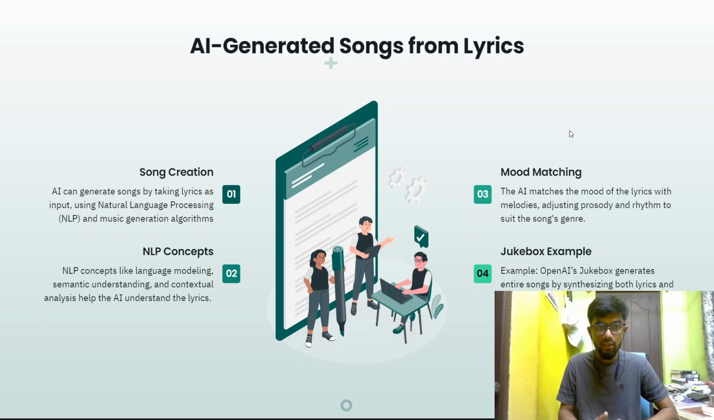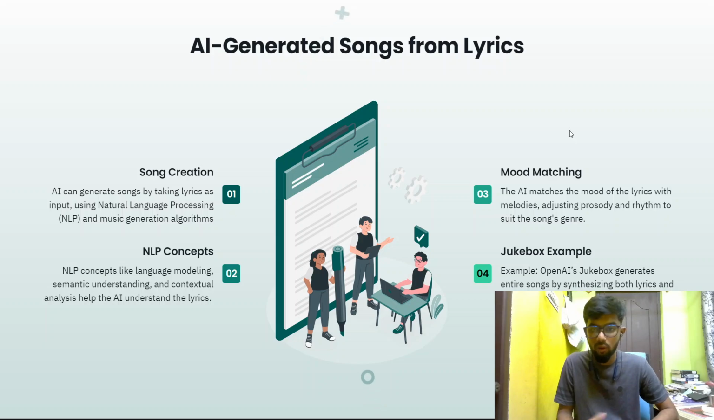Song creation: AI can generate songs by taking lyrics as input using natural language processing and music generation algorithms. There are certain algorithms which will help in generating the music. In NLP, language modeling is used, and semantic understanding and contextual analysis help the AI understand the lyrics. For example, how the song mood should be set up. Should it be sad or happy or cheerful or rock or pop, whatever it is, AI will be made to understand that. And mood matching, of course. As I told you, happy, sad, the mood will also be set up properly.